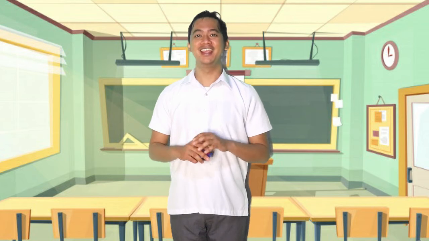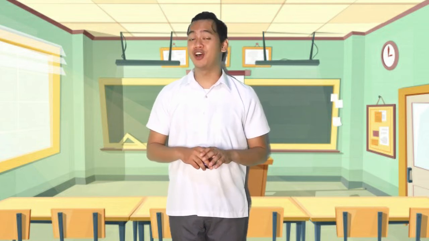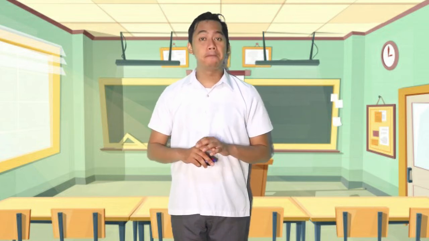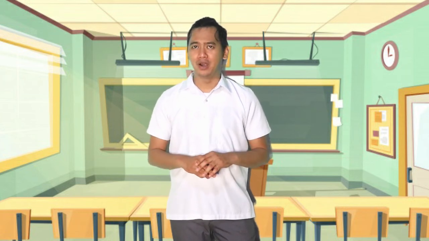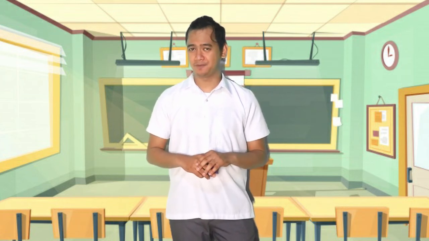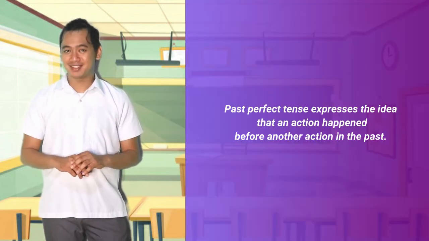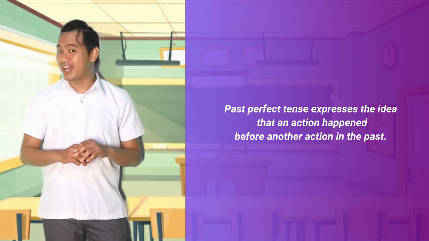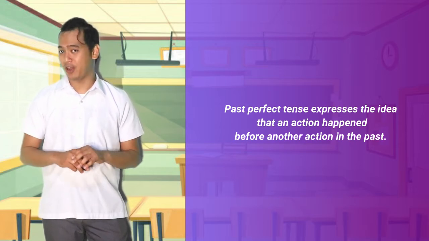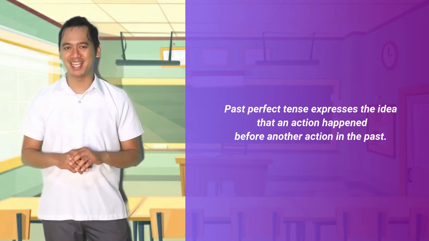That's correct. Your answers are examples of verbs in the past perfect tense. You will learn more about the past perfect tense as we go along in this lesson. What do you remember about the past perfect tense? Very good. Past perfect tense expresses the idea that an action happened before another action in the past.